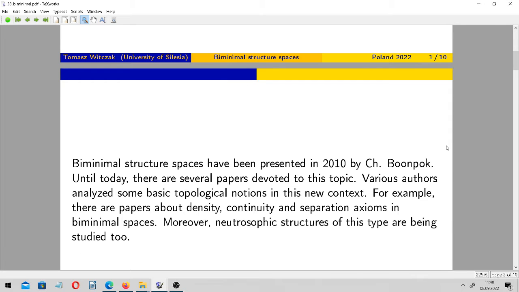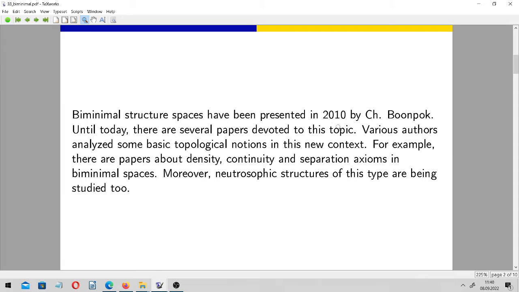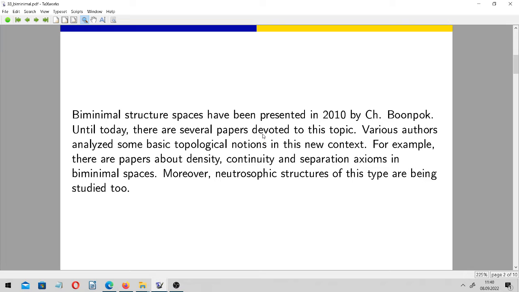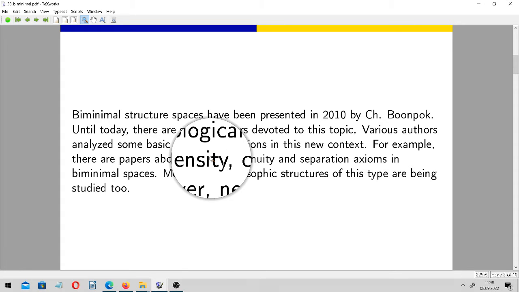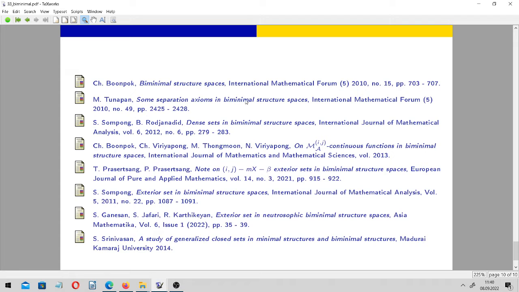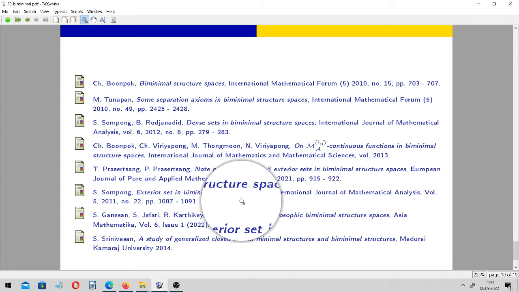Biminimal structure spaces were presented in 2010 by Boonpok from Thailand, and several authors from this country contributed to the study of these spaces. Until today, as we can read here, there are several papers devoted to this topic, for example papers about density, continuity, separation actions, and the notion of exterior in biminimal spaces. Neutrosophic structures of this type are being studied too. If you are interested, here you have some bibliography.